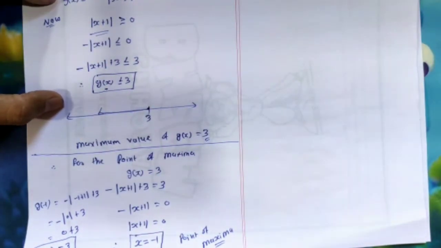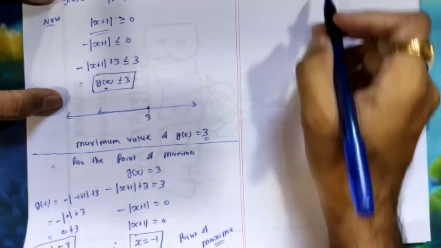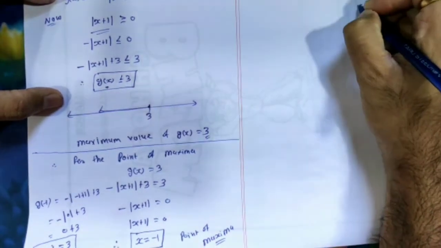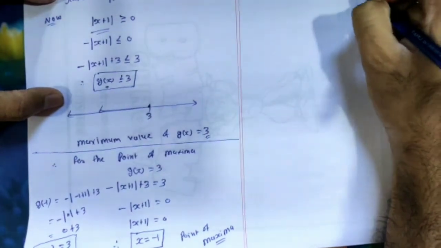Sine wave is there, sine function. So now we have to use the property of sine. So we know that the range of the sine function is always the closed interval minus 1 to 1. This is the range of the sine function.